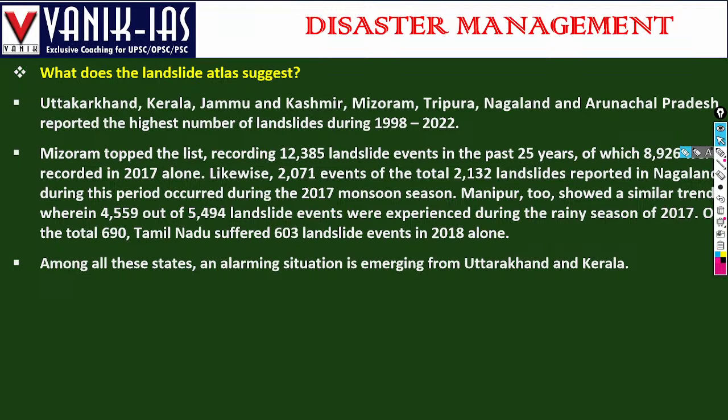Likewise, 2,071 events of the total 2,132 landslides reported in Nagaland during this period occurred during the 2017 monsoon season. Manipur too showed a similar trend, wherein 4,559 out of the 4,400 were experienced during the same period. So this all projects that during the monsoon period, landslide events are more than in any other period. Among all these states, an alarming situation is emerging from Uttarakhand and Kerala.